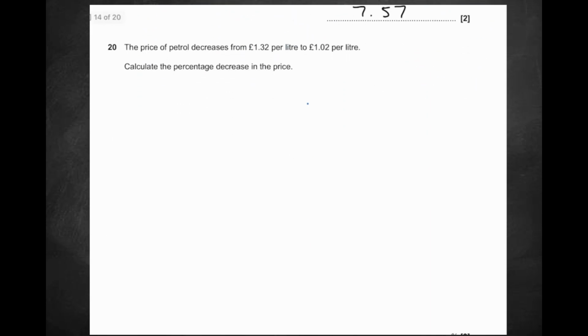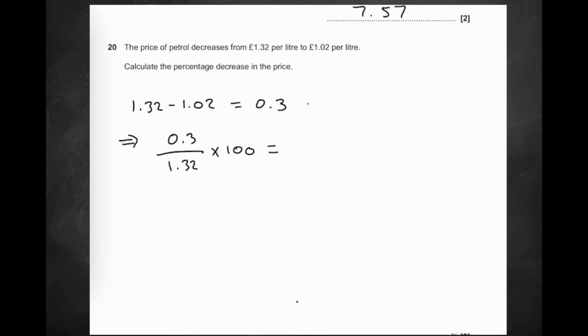Question 20. The price of petrol decreases from £1.32 per litre to £1.02 per litre. Calculate the percentage decrease in the price. So to work this out, all we need to do is 1.32 minus 1.02, which is 0.3. Then we need to do 0.3 divided by 1.32 multiplied by 100 to work out the percentage. So that's going to be 0.3 divided by 1.32 on my calculator times by 100.